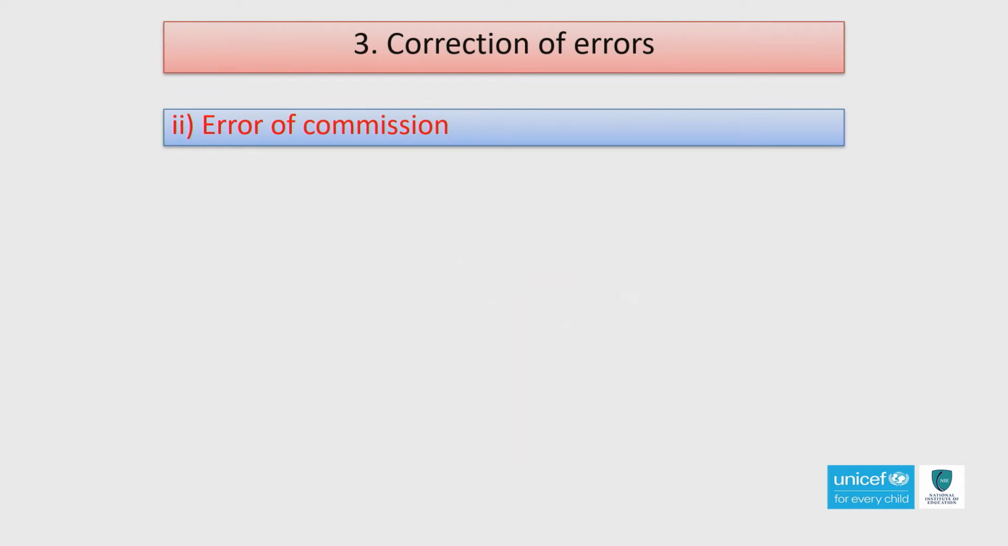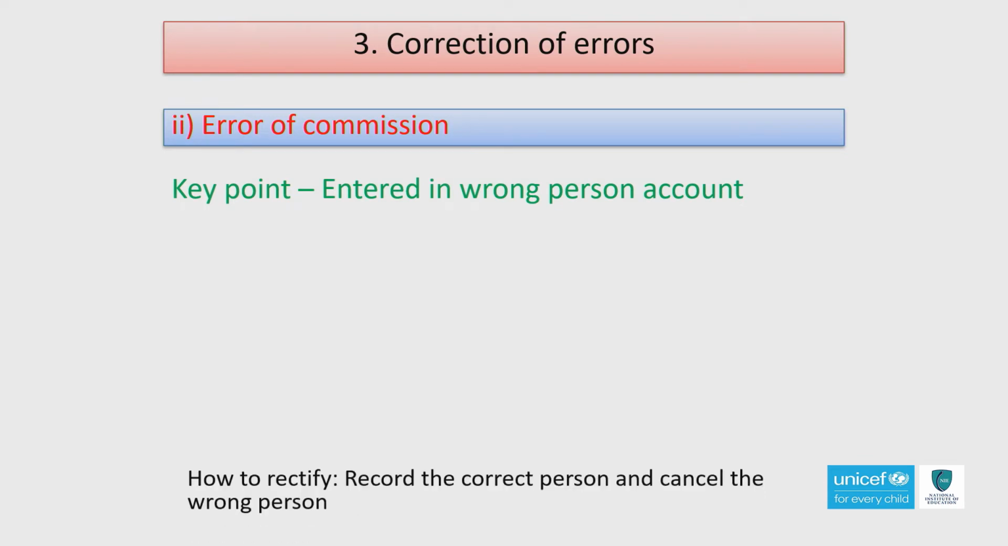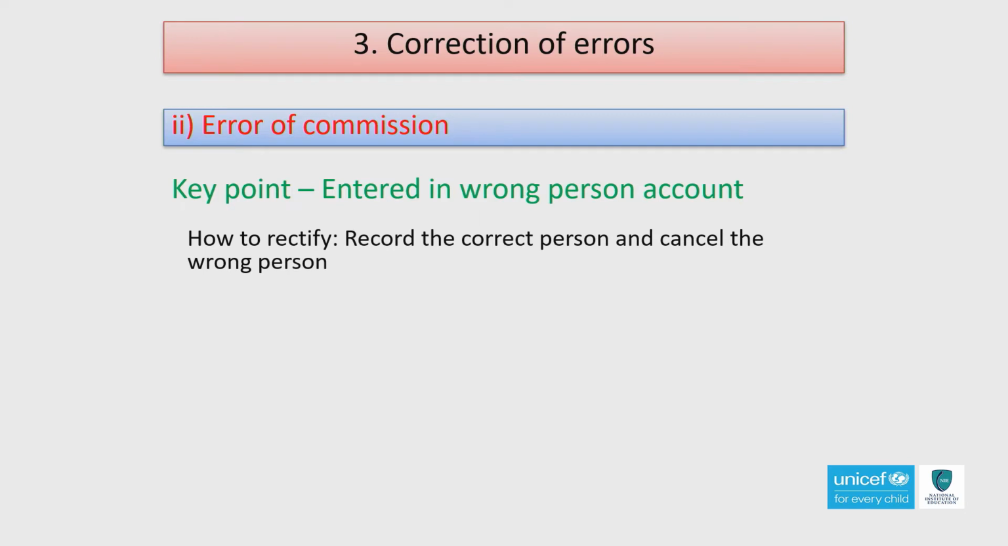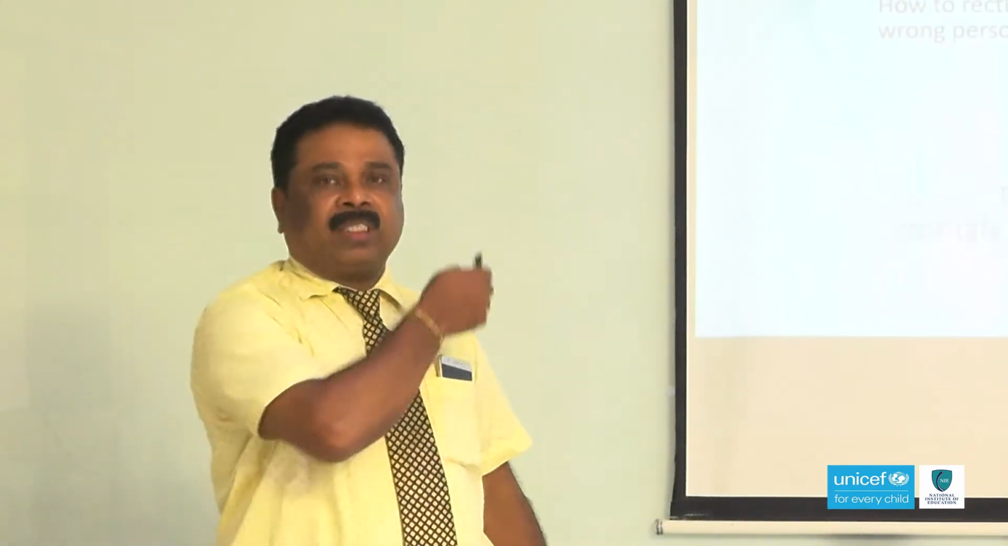Next, number 2, error of commission. The key point to identify this error is that it is entered, but in the wrong person's account. How to rectify it? Record the correct person and cancel the wrong person. Very simple way. Record the correct person and cancel the wrong person.